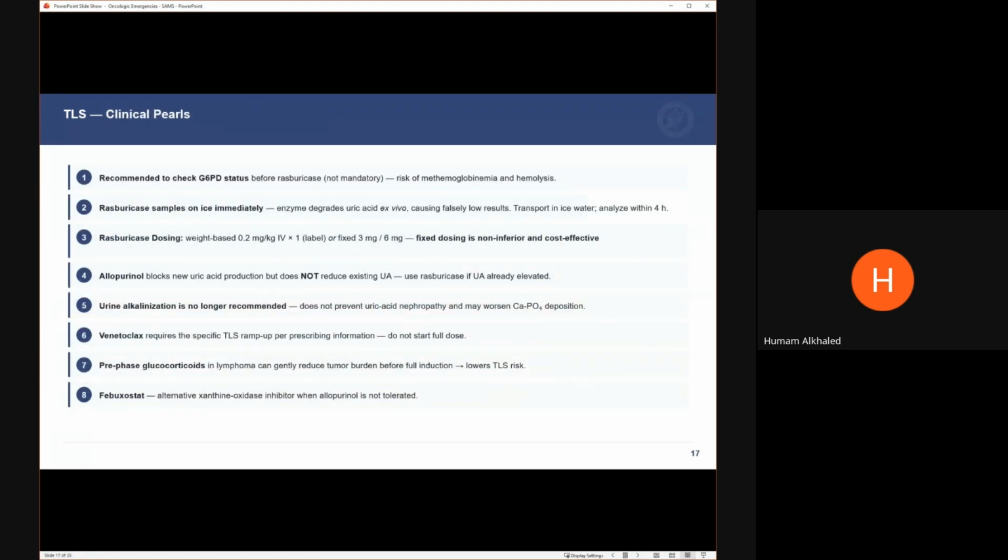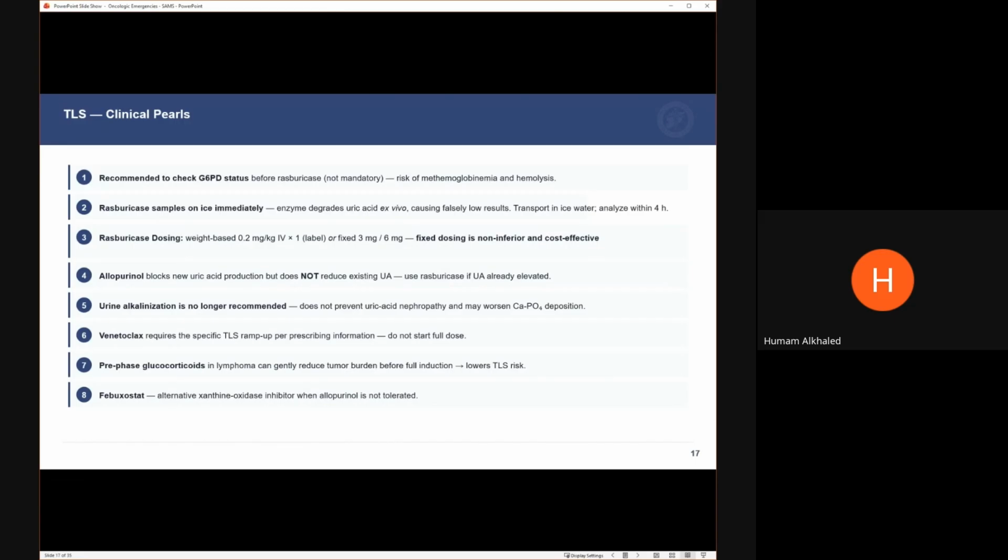Some of the clinical pearls that we talk about in tumor lysis syndrome is that some patients you want to check G6PD before giving rasburicase. It's not always mandatory, but it is important, especially in Mediterranean men. They are at a higher risk for G6PD deficiency than other races. Patients with G6PD deficiency, if you give them rasburicase, they may develop methemoglobinemia or hemolytic anemia.